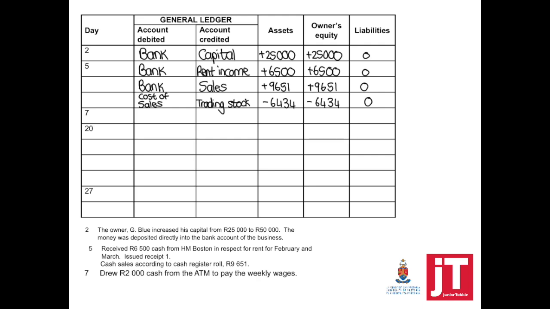On day 7, drew 2,000 cash from the ATM to pay the weekly wages. When money is taken from the business bank account, bank will always be credited, account debited, wages. Assets minus, owner's equity minus.